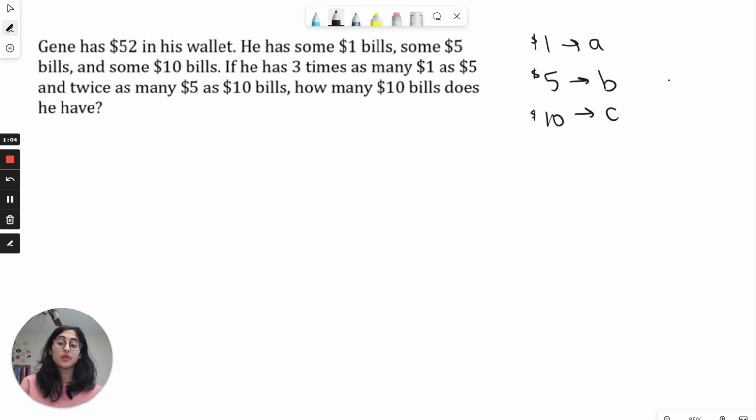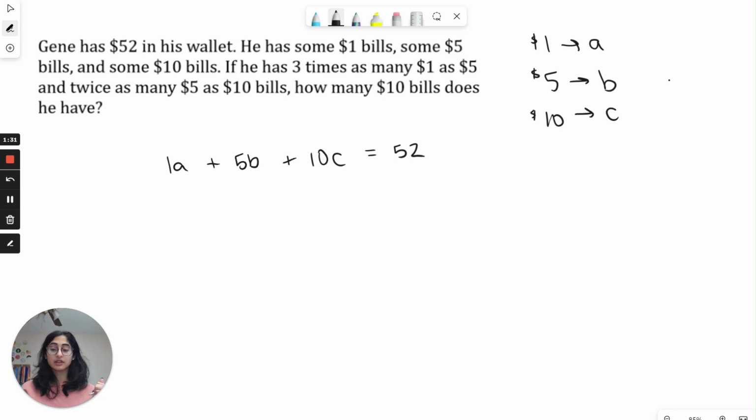So, for example, if we wanted to represent how much money we had in $10 bills, we would represent that as 10C, because each $10 bill is worth, of course, $10. So the amount of money we have in $5 bills is 5B, and the amount of money we have in $1 bills is represented as 1A. And so this gives us the total amount of money we have total, which they say is $52.